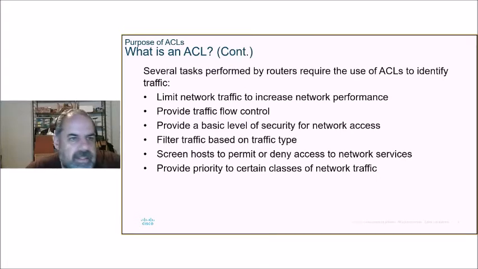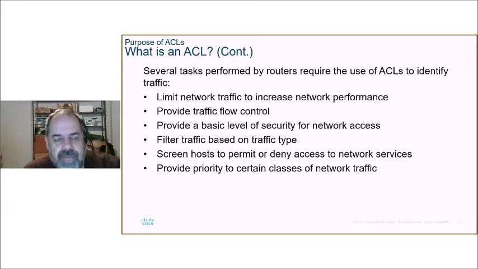So, several tasks performed by routers require the use of ACLs to identify traffic. And so this is another purpose for it. You can limit network traffic to increase network performance. You can provide traffic flow control. You can provide a basic level of security for network access. You can filter traffic based on traffic type. You can screen hosts to permit or deny access to network services. And you can provide a priority to certain classes of network traffic.